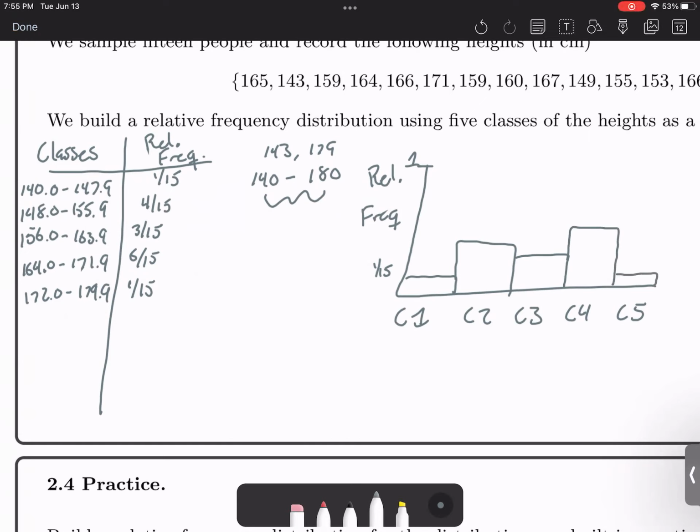So you can see that it has the exact same shape as the original frequency distribution, but now it's just normalized. It gives us a relative frequency for each class. So how many data points are inside each class compared to how much data you took.